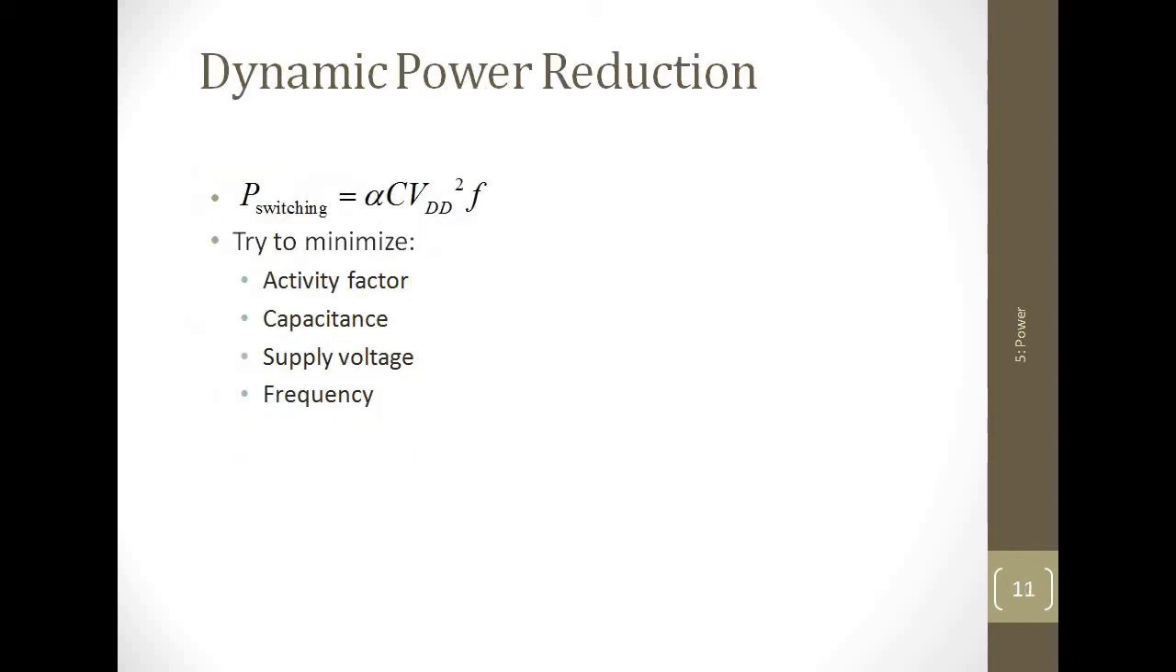So dynamic power reduction, we have seen already the formula. Dynamic power is alpha C VDD square F. So how to minimize or reduce it? If you want to reduce it, we need to reduce the activity factor, or reduce the capacitance, or reduce the supply voltage, or reduce the frequency, and we can reduce the dynamic power.